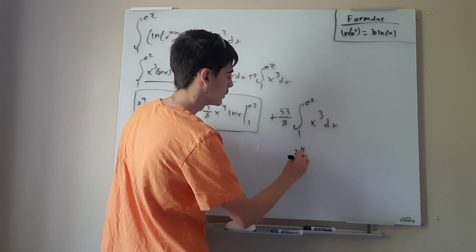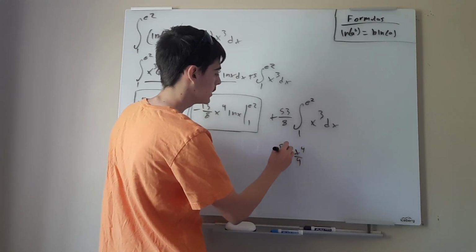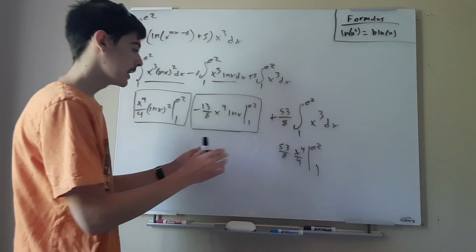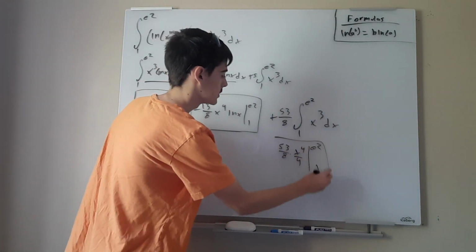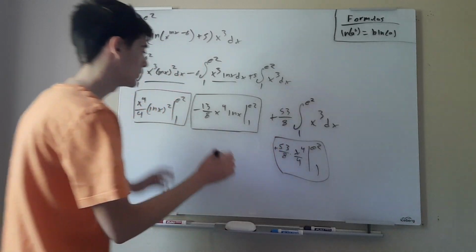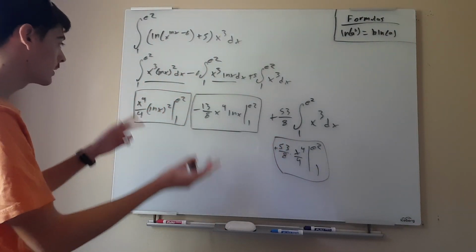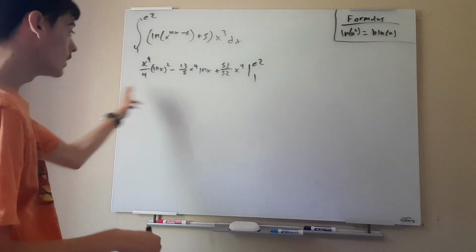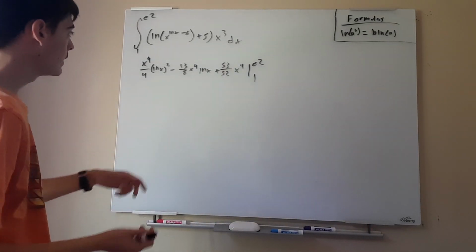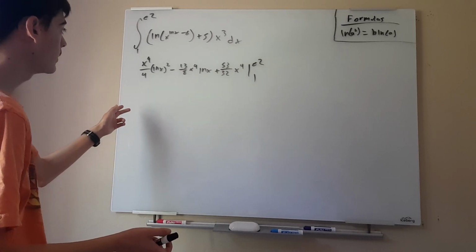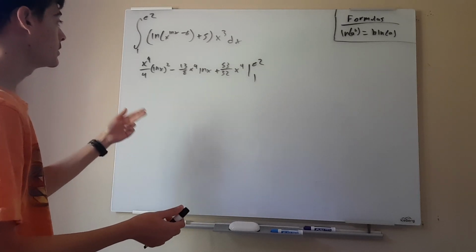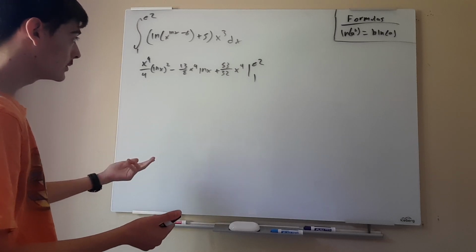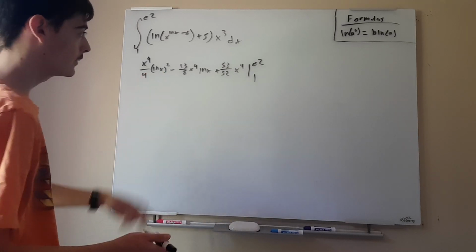That will be x to the 4th over 4. Multiply that by 53 over 8, and then evaluate that from e squared to 1. And so now we have all of our parts of our answer. And so technically this is done, but we will just go plug in everything and then simplify it all down now. So the final long term for the answer without plugging in the bounds is x to the 4th over 4 multiplied by ln x squared minus 13 over 8 times x to the 4th ln x plus 53 over 32 x to the 4th, all evaluated from e squared to 1.